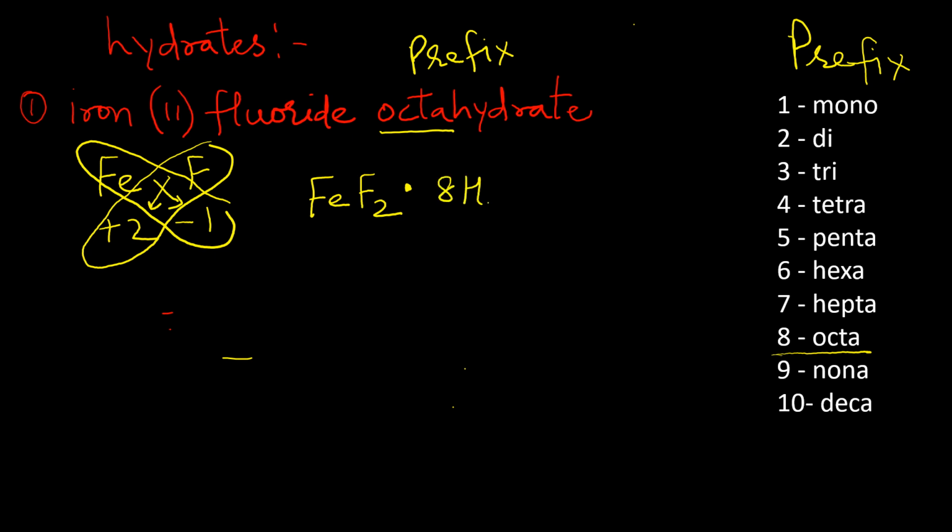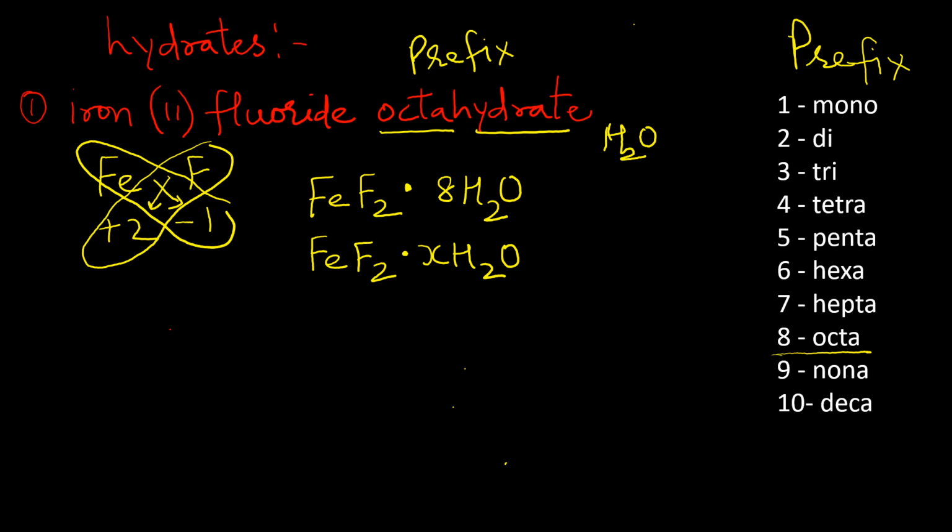So hydrate represents water molecules. How many water molecules are attached? We'll simply write that many. If it is not specifically given, in some of the formulas you will see later on, sometimes we use x, meaning an unknown number of hydrates. So if we didn't know how many, we'll just write simply xH2O. So let's cover another example.